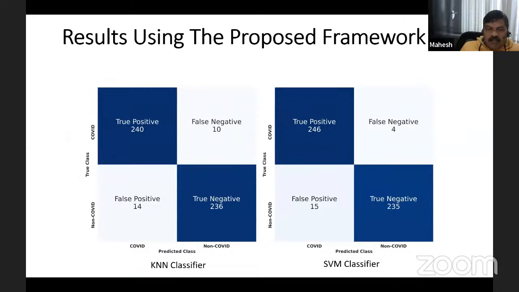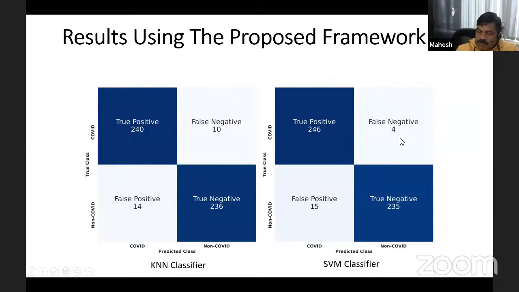These are the numbers. Patients who are COVID detected as non-COVID, 10 cases, there is a problem. That number we want to improve, and that number is improved in the SVM classifier. You can see their number is 4. So COVID is detected as non-COVID. So these 4 patients will not get treatment because they were not detected as COVID.